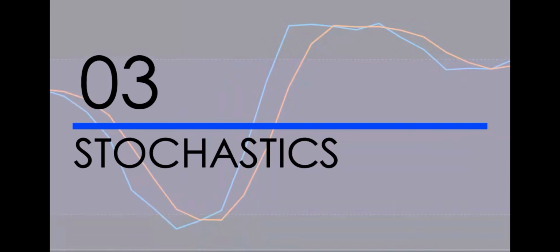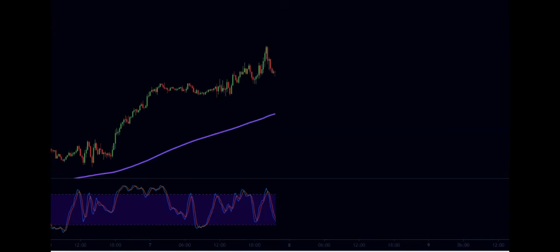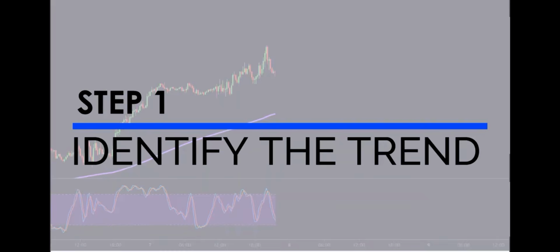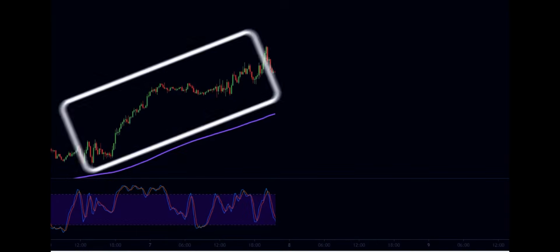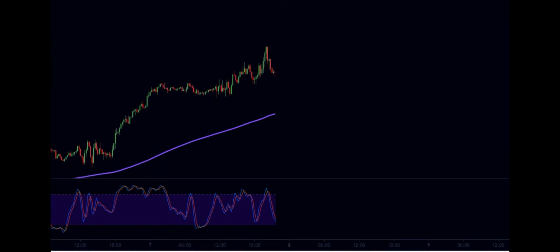So let us now get into the strategy. Look at this chart. Here we have the Euro-USD pair on a 15-minute chart. The first step is to identify the trend. Here we see that the price is above the moving average and the EMA is sloped upwards. Hence, we can conclude that the price is in an uptrend.